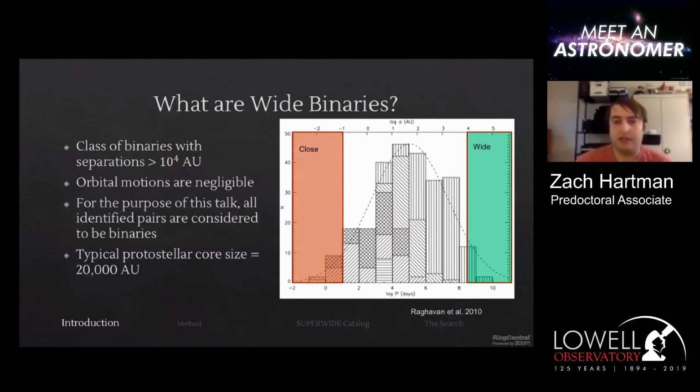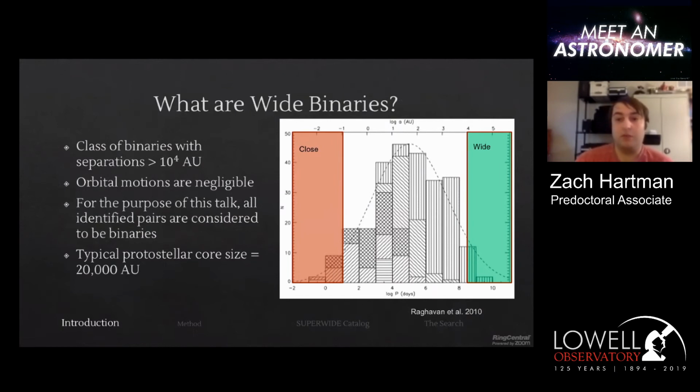If you look at this plot on the right here, this is from a study that looked at nearby solar type stars and looked at the distribution of binaries. This is a pretty complicated plot, but let me walk you through it. This is just a histogram. The y-axis represents the number of stars in each bin. On the top, you have the physical separation in log space, so each one of those numbers represents 10 to the x. And on the bottom, same thing, but for the period in days.